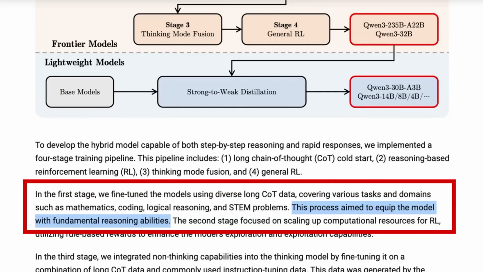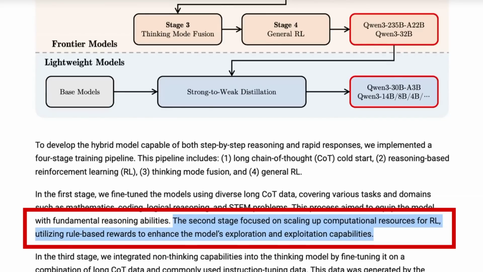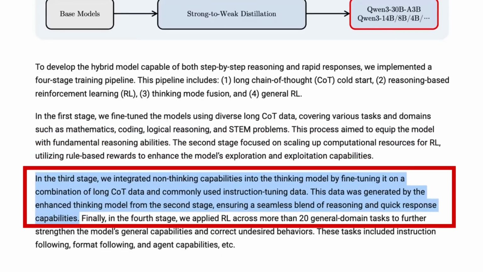And they talk about how this process is aimed to equip the model with fundamental reasoning abilities. How much of that is actually being bootstrapped from the pre-training seems a little bit vague. The second stage, though, seems to be a much more standard reinforcement learning from verifiable rewards, very similar to what DeepSeek R1 did. The third stage, I think, is really interesting, where they're trying to incorporate more standard supervised fine-tuning along with that long chain of thought data that perhaps has been bootstrapped from the enhanced thinking model of the second stage.